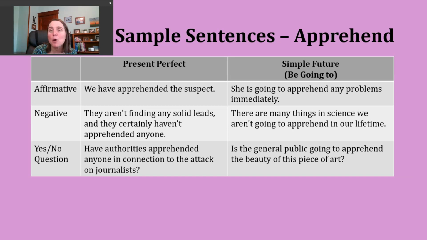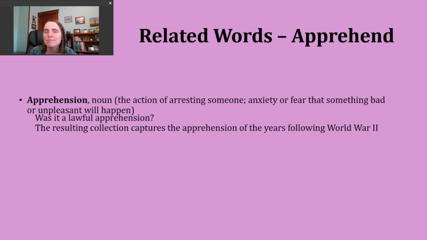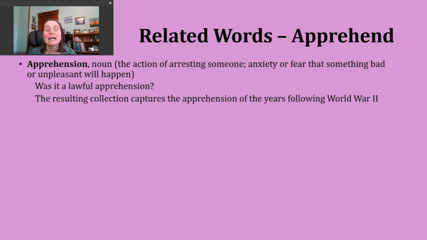Now, let's spend a moment and discuss some words that are related to our verb apprehend. The first word we'll discuss is the noun form of this word. The noun form is pronounced apprehension. Just like our verb, this noun can have a couple different meanings.